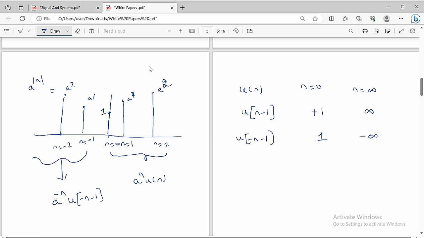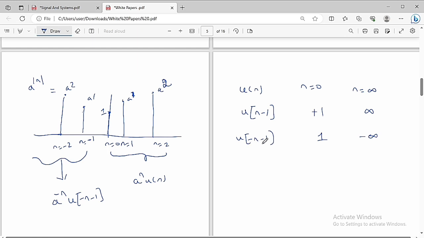So 0 plus 1 is 1 and infinity plus 1 is 1. Here, u of n minus 1: we see u of n as having initial position at n equal to 0 and final position at n equal to infinity. So u of n minus 1 means we have to add 1 to the initial position and the final position. So 0 plus 1 is 1 and infinity plus 1 is 1.